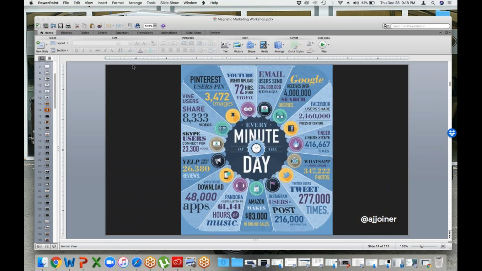Again, this is actually an older graphic that I was able to find, but all these are different channels that we're being interrupted from. So think about this. We've got Instagram, Twitter, WhatsApp, Tinder, Facebook, Google, email, YouTube, Pinterest, Vine, Skype, Yelp, and that's not even all of them. Is Snapchat even on here? I think this is actually before, so yeah, this doesn't even have Snapchat. It doesn't have Craigslist. It doesn't have any of the other variety of things that interrupt us during the day.